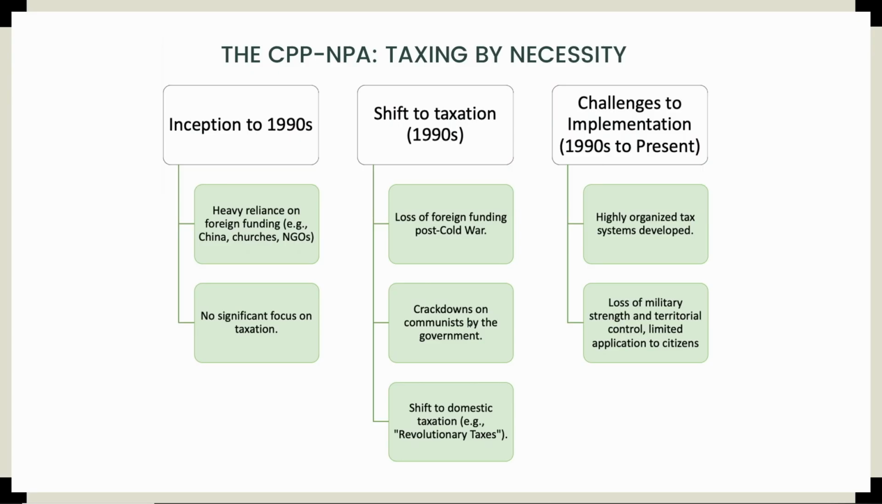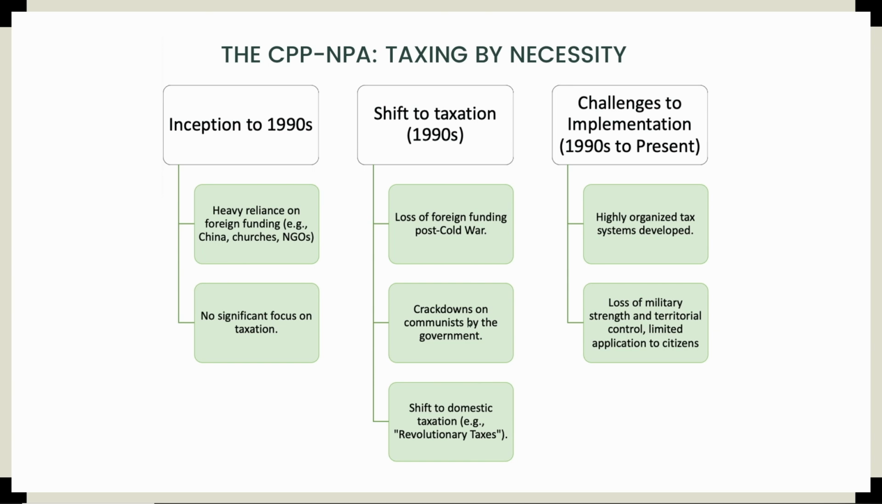So looking at the Communist Party of the Philippines, from their inception to the 1990s, they had a really heavy reliance on foreign funding. So from China, from their really strong relationships with the Catholic Church and the money that came in through there, and other above ground NGOs. They did not have a significant focus on taxation despite being a communist group. So that was very surprising.